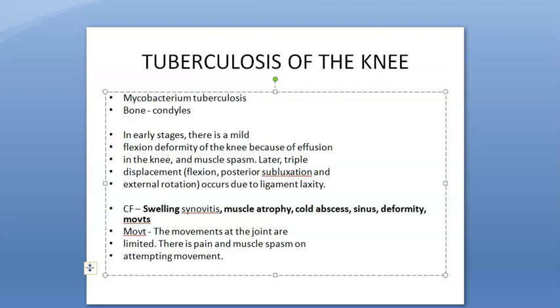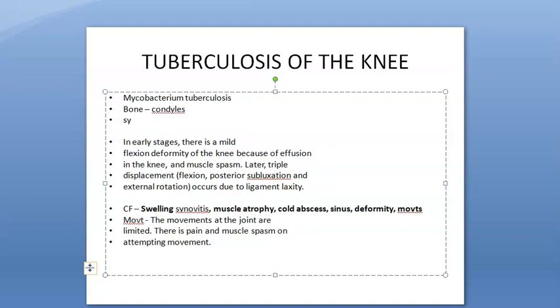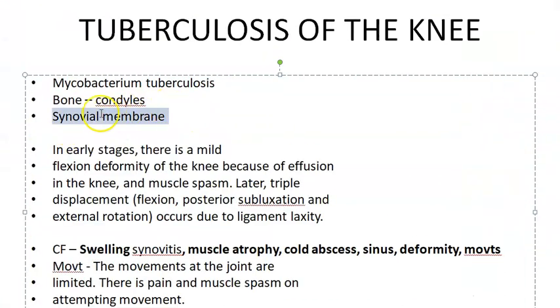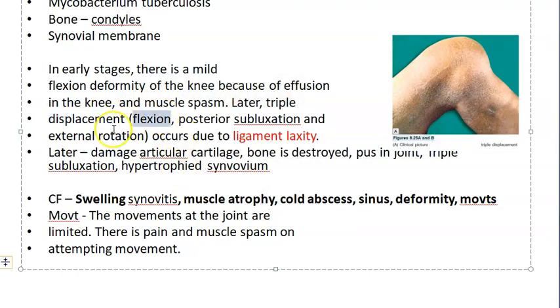It will begin here, and then it will attack the synovial membrane. Who is attacking? The tuberculosis bacteria. We are telling you everything about TB knee here. Focus. So there will be synovial tuberculosis. There will be hypertrophy of synovium, and initially there will not be much damage. But initially there will be flexion deformity. Later this triple deformity will come. Triple displacement is the word they are using. Flexion, external rotation and posterior subluxation, that we already told you.